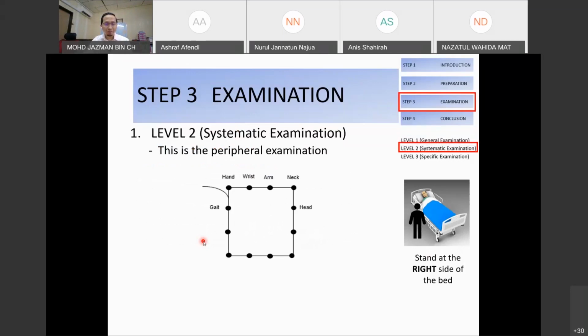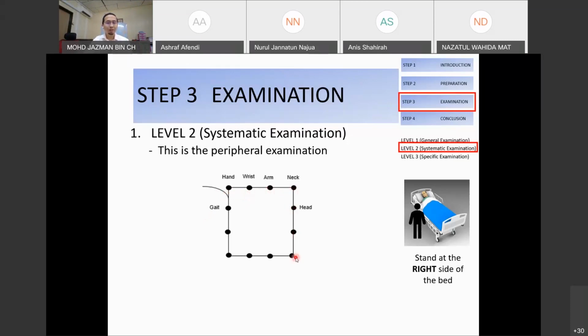Next is your level 2 or systematic slash peripheral examination. So what I'm showing you now is the railway track. Okay, I repeat, railway track, landasan kereta api. So any examination, you start at one point. Once you finish with that point, you move on to the next point or the next station. Okay, so your systematic or peripheral examination starts with the hand, followed by the wrist, arm, neck, head.